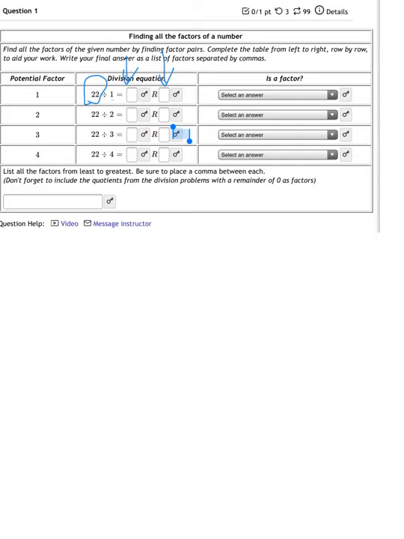Okay, so the way we're going to do this is we will do 22 divided by 1. You can do it on your calculator or whatever you want to do. You end up with exactly 22. Well, if that's the case, there is no remainder. So that gives you 22, with a remainder of 0.